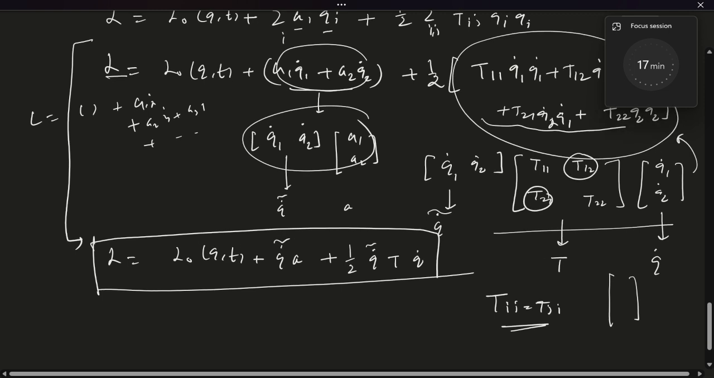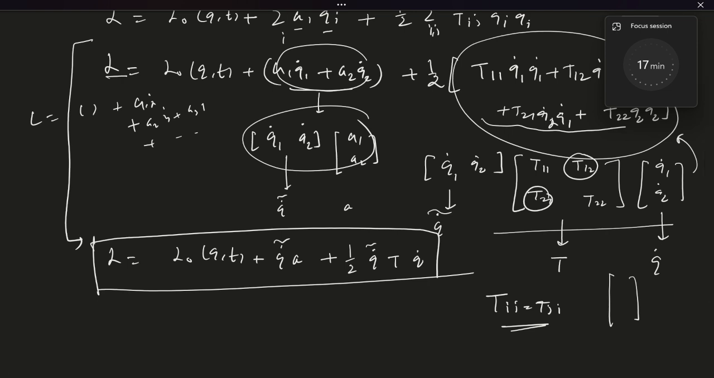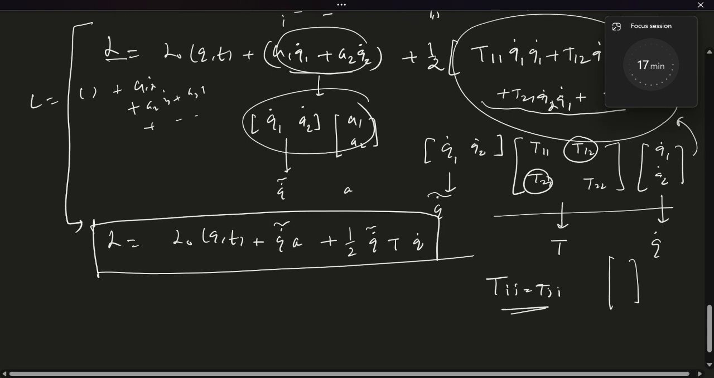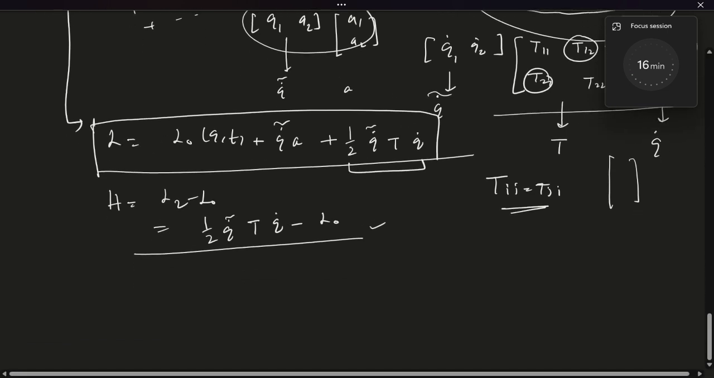Now you have to find out the Hamiltonian. It's quite easy, because the Hamiltonian is what? Hamiltonian equals L2 minus L0. So write on the L2. This is L2, so half times q dot tilde T q dot, minus L0. So this is your Hamiltonian.